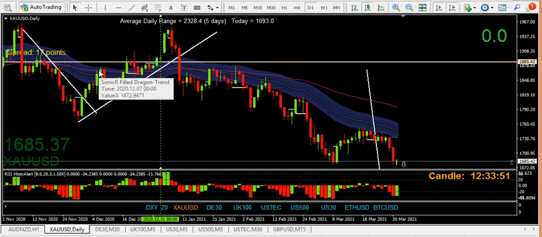Notice here it popped up, but it didn't break the 34 EMA or the dragon. It didn't break on the line chart.